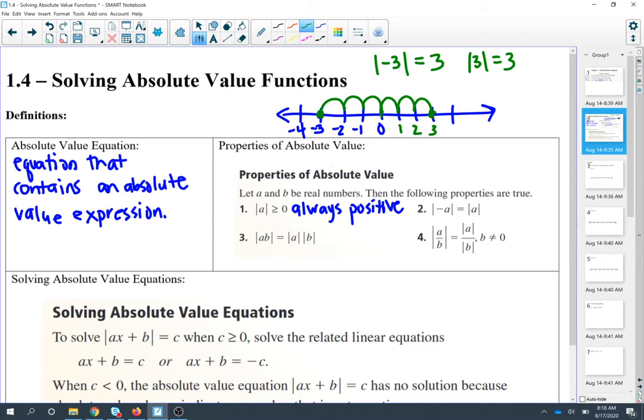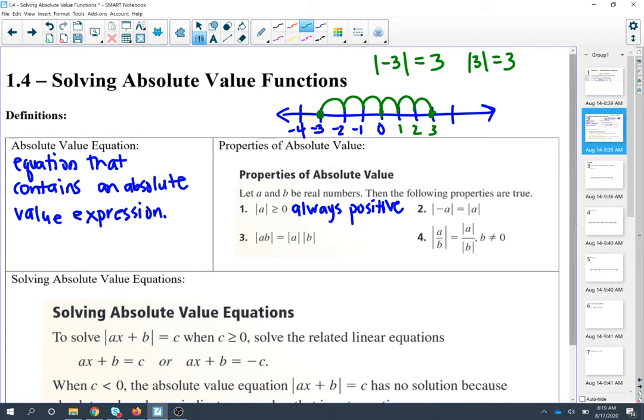Okay, now number 2, because of that, if you have an absolute value of a negative, it's really just the absolute value of the positive version. If you have A times B, so if you're multiplying two things together, you can just separate them and multiply them separately. And then same thing with division. If you have an absolute value of A over B, you can just write it as the absolute value of A over the absolute value of B. Those are some of our properties.